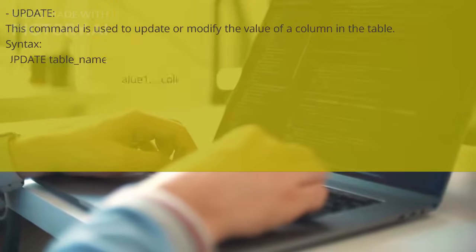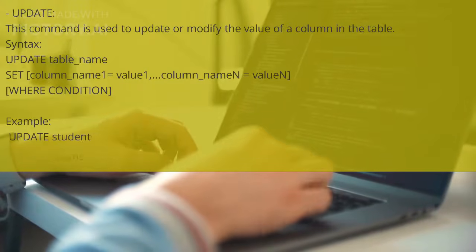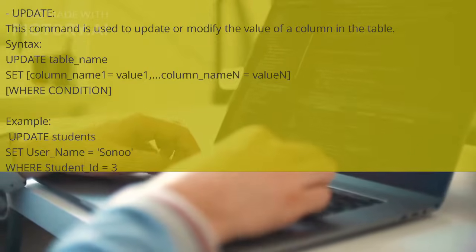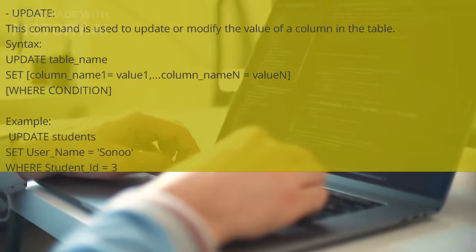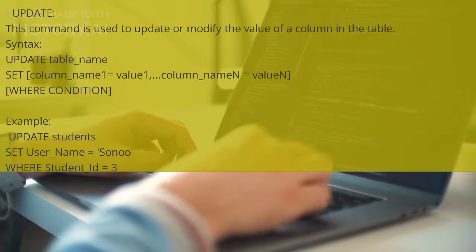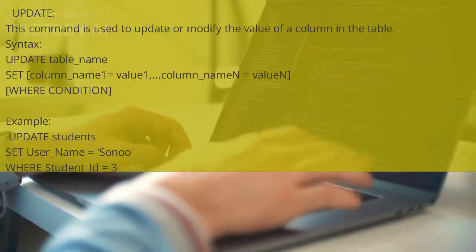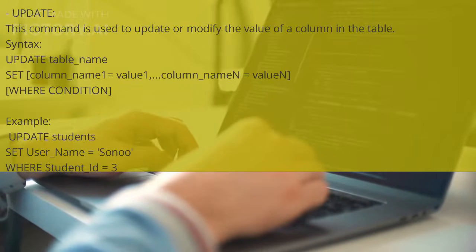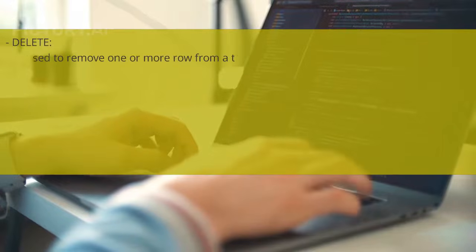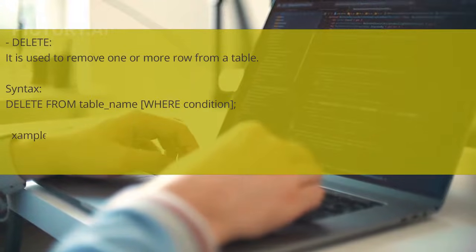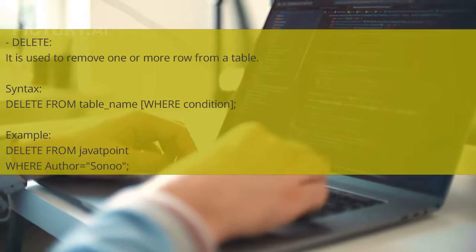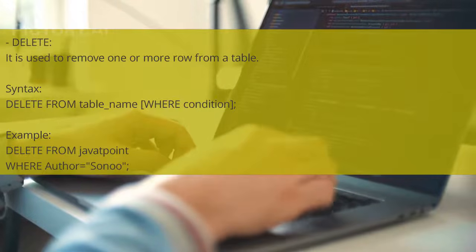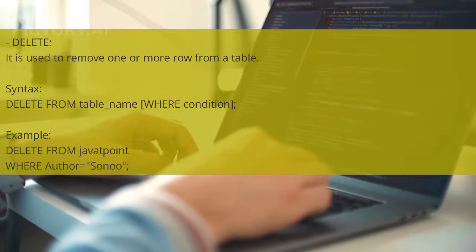Update. This command is used to update or modify the value of a column in the table. Syntax: update table_name set column_name1 = value1, ..., column_namen = valuen where condition. Example: update student set user_name = 'Sonoo' where student_id = 3. Delete. It is used to remove one or more rows from a table. Syntax: delete from table_name where condition. Example: delete from javatpoint where author = 'Sonoo'.